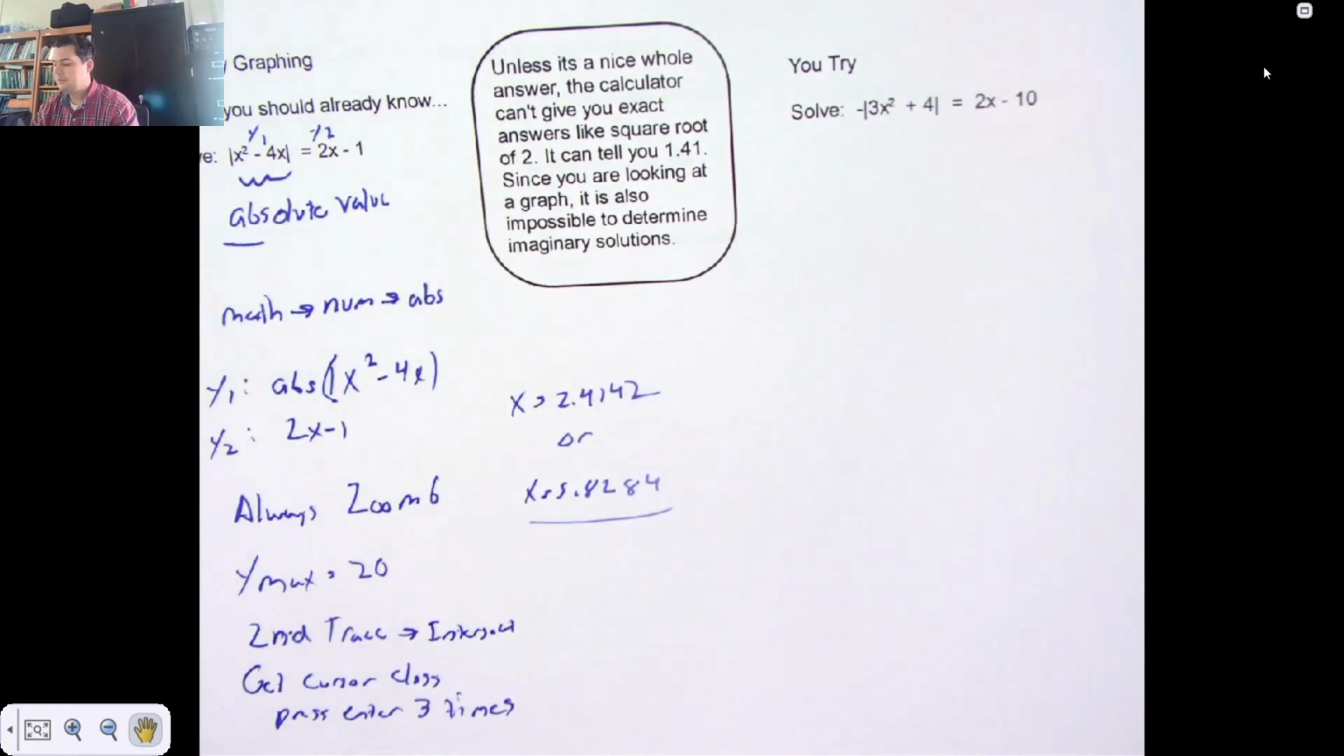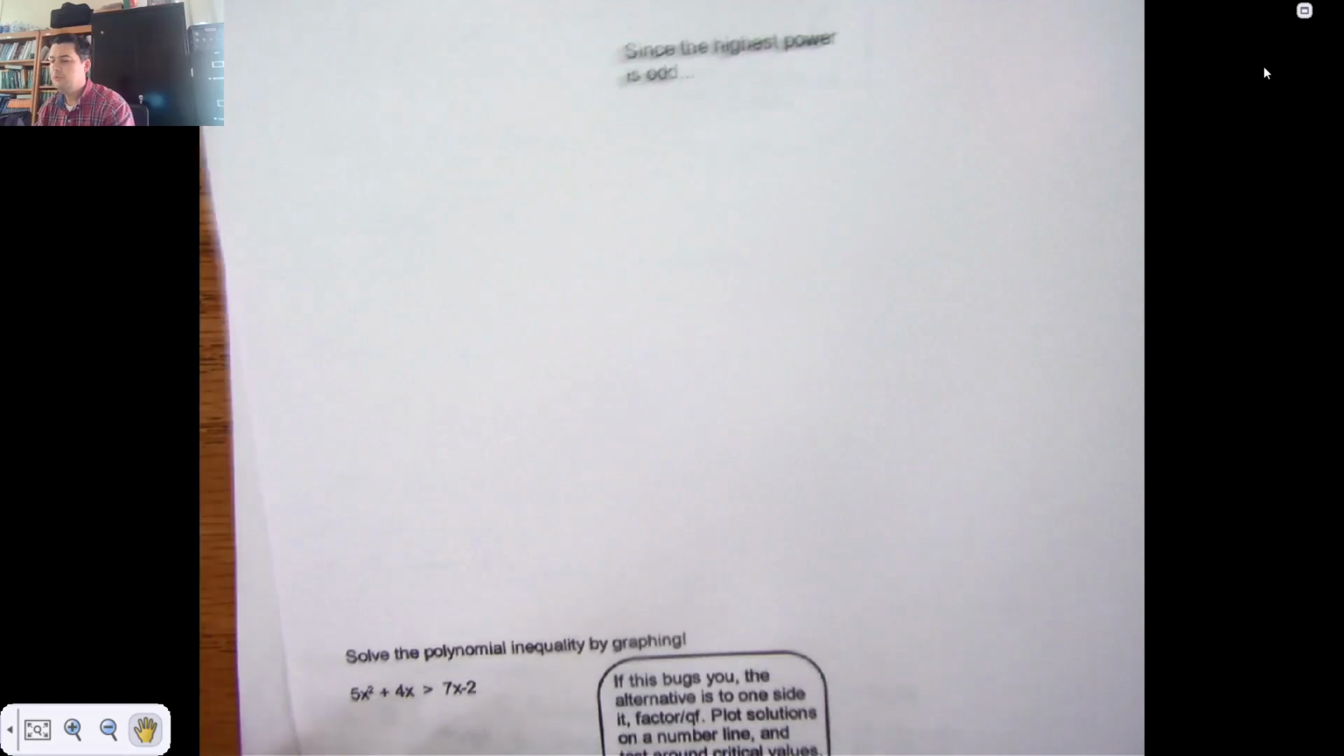So, half done with the notes. Moving on to the back side of the notes. There's two more to go.